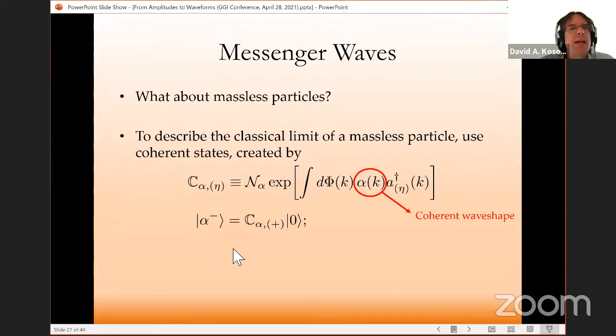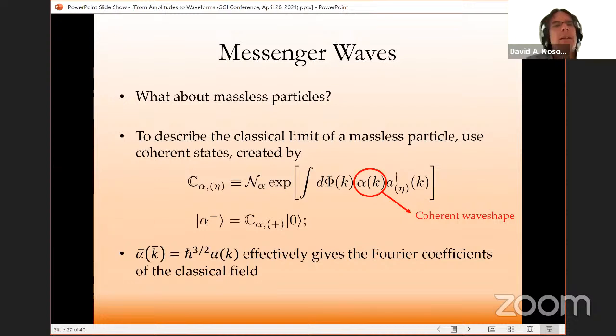And this operator creates a coherent state, and this is one of the states out of which we will build our incoming state. And if you want a kind of quick picture of what this thing is, then appropriately rescaled, and of course, it has to be chosen so that appropriate rescaling has a proper classical limit, the alpha bar essentially gives you the Fourier coefficients of the classical field.